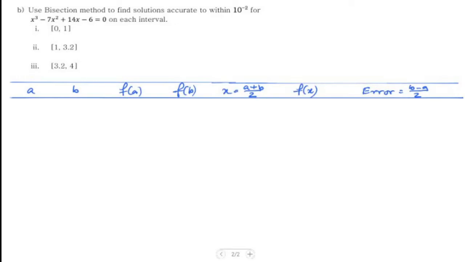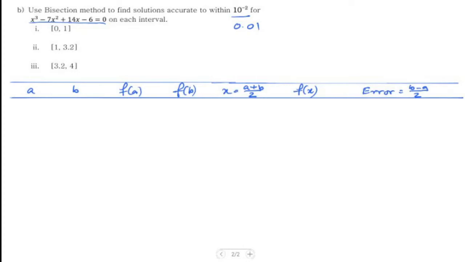This is question 1, part B, and here we are given another question on the bisection method, and we have to find the solutions accurate to within 10 to the power minus 2. So 10 to the power minus 2 would mean 0.01, so the error should be no more than 0.01. And we're given the function here, which is x cubed minus 7x squared plus 14x minus 6 is equal to 0, and we have to find the root of this function in the three different intervals given to us.